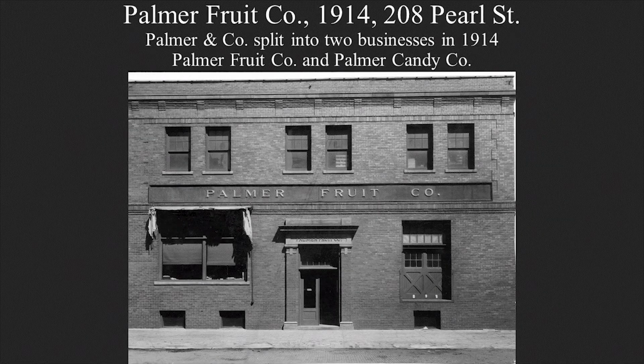Palmer Fruit Company started in 1914 and built this warehouse at 208 Pearl Street. It's worth mentioning at this point that Palmer and Company split into 2 separate businesses in 1914, the Palmer Fruit Company and the Palmer Candy Company.